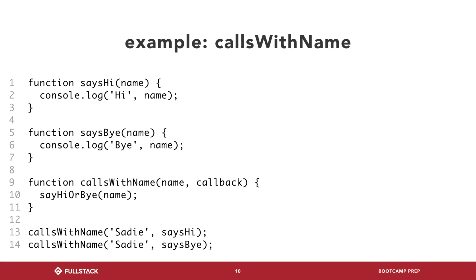Cool. All right. So if we look at these code examples, we have two functions there on lines 1 through 3 and 5 through 7, right? Says hi and says bye. In both cases, they take in a name and they just console log something out.